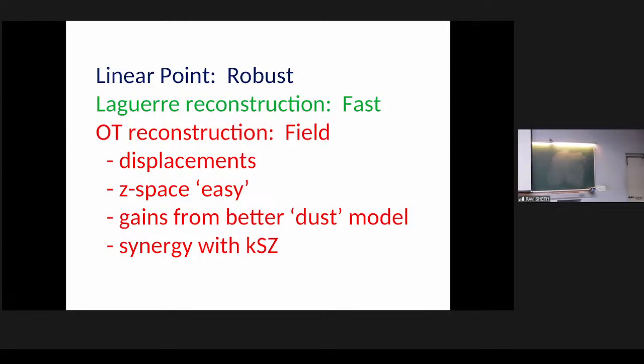And so I won't talk about this here, but if you're interested. And then the final thing I have on here is synergy with the kinetic SZ effect that you can ask. So I think I should stop there and take questions. Sorry, I'm pretty late.